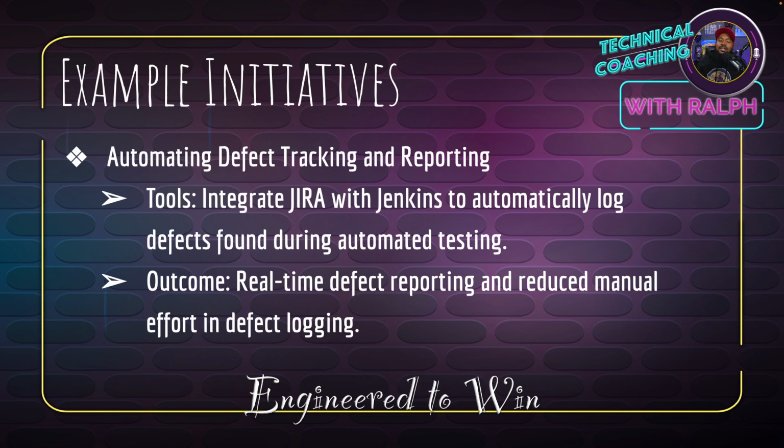All right, so what are some initiatives for visualization, right? Automating defect tracking and reporting. Tools you could use would be integrating Jira with Jenkins to automatically log defects found during automated testing. So pretty much once Jenkins finds a defect, it would send it to Jira to have that defect created. And then I can just go and look at your defects to see what needs to be done in Jira. So you have it all in one spot. The outcome is real-time defect reporting and reduced manual effort in defect logging. So we don't have to write all this long documentation. We can have that created for us from Jenkins. And then we can see, is this valid or not? Do we have to keep it open?